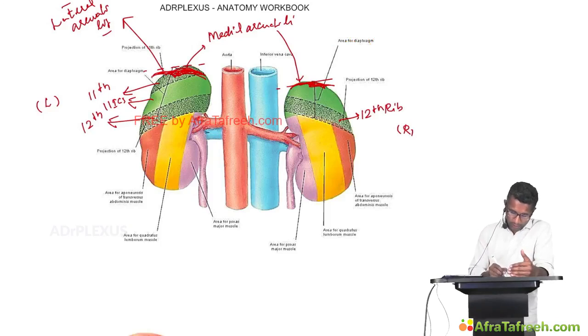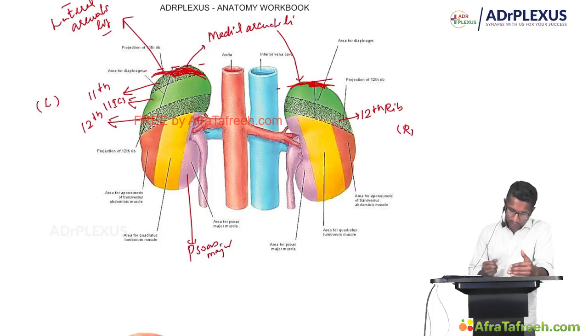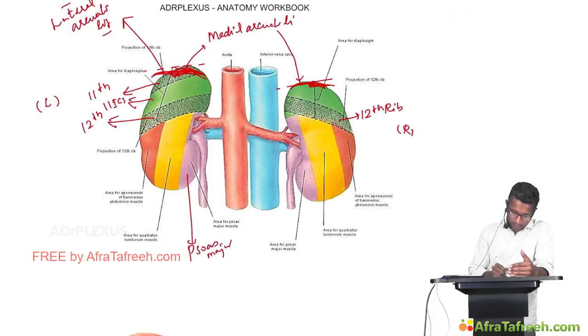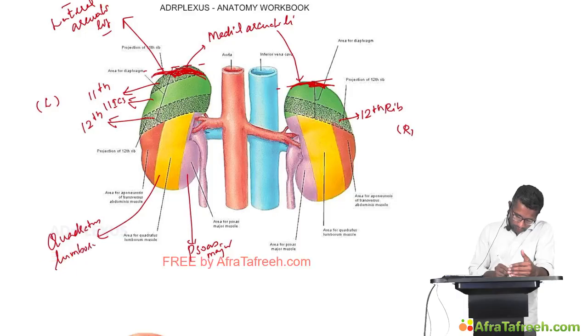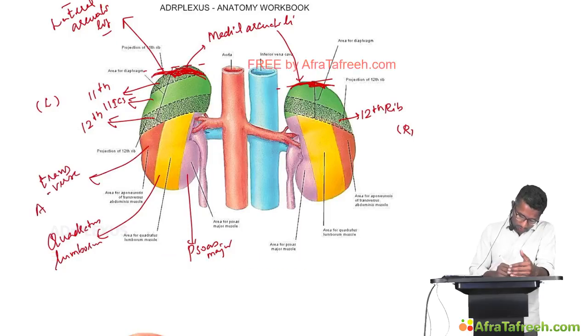The muscle you see here is the psoas major, and this muscle is called the quadratus lumborum. This is the area for quadratus lumborum, and the muscle you see here is called the transverse abdominis muscle.